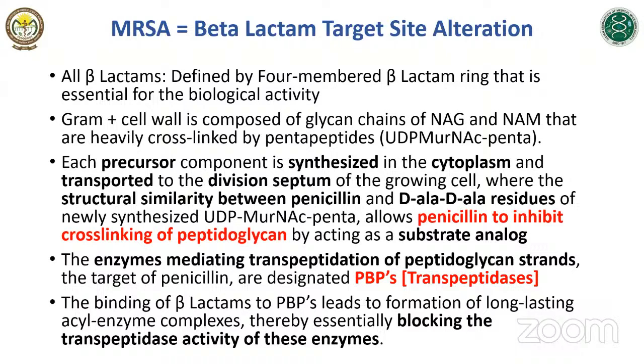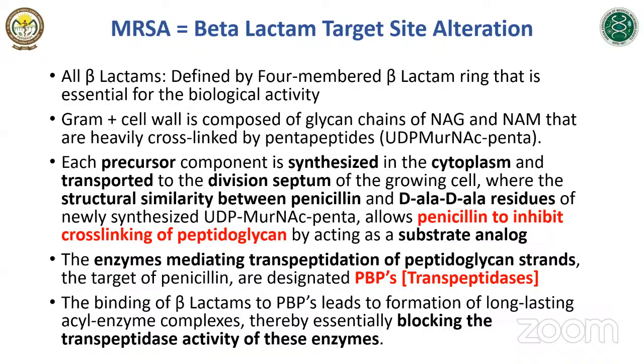So coming to the introduction, we know that in MRSA, target site alteration is there. All the beta-lactam drugs are defined by a 4-member beta-lactam ring that is essential for the biological activity. The cell wall of gram-positive bacteria is composed of glycan chains of N-acetyl glucosamine and N-acetyl muramic acid, which are cross-linked by pentapeptides.